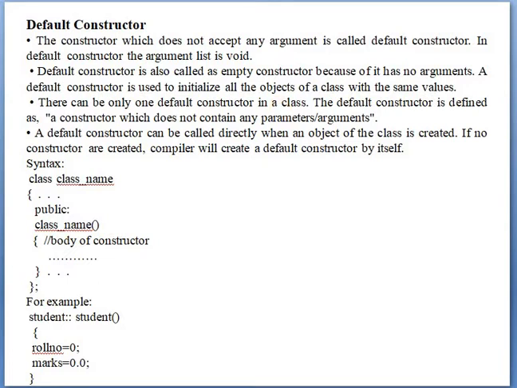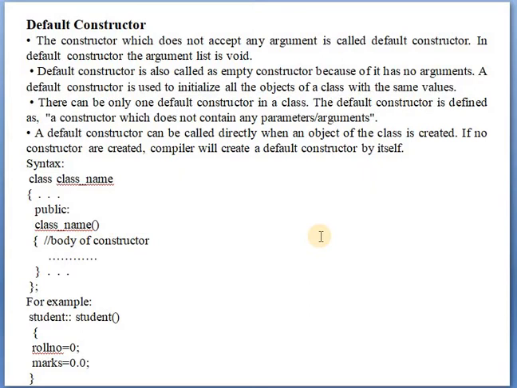See here is a constructor, the class name is the constructor name, and it doesn't have any argument. So it is known as the default constructor, also the empty constructor. A default constructor is used to initialize all the objects of a class with the same value. This constructor is used for what? To initialize all the objects of the class with the same value.